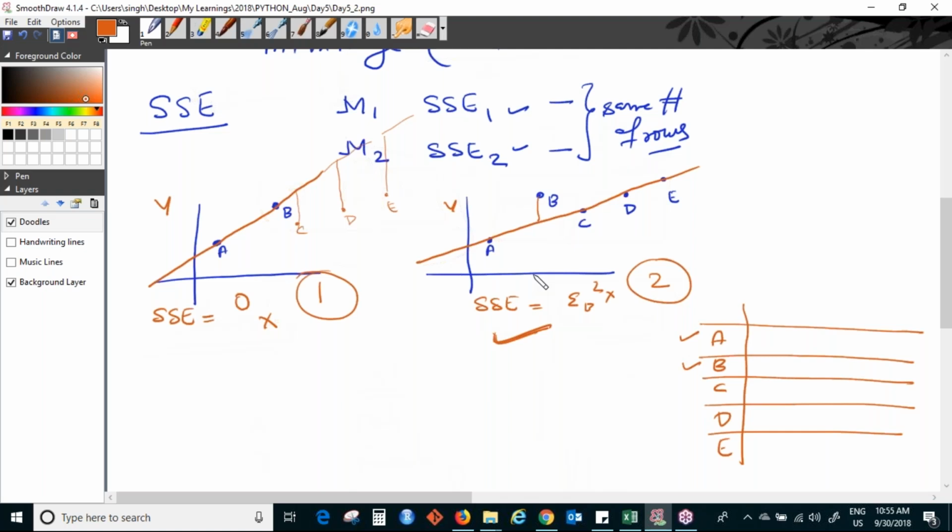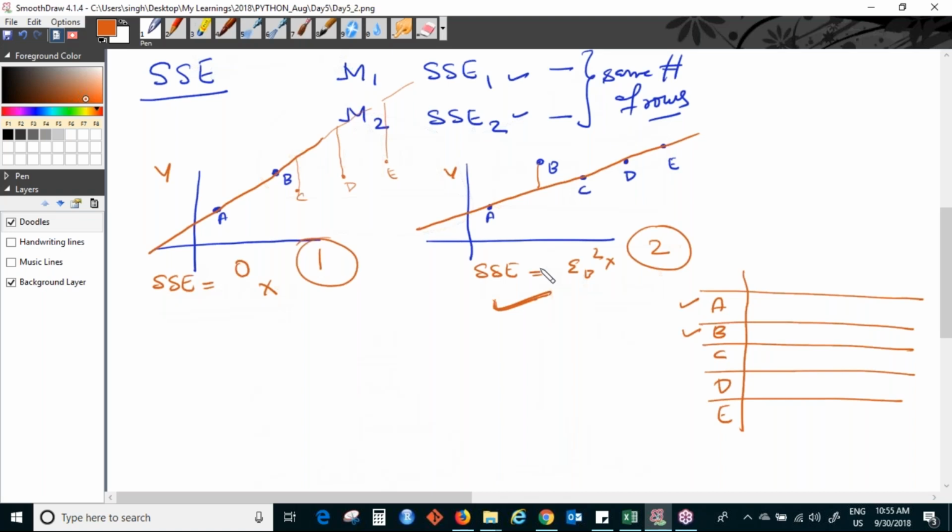So the point I'm trying to make is you can only compare the sum of squared error if you are predicting for the same points. If two models have the same number of rows and two models are predicting for the same points, only then you can compare them, otherwise you cannot. Okay, do you get this, guys? So this is the point I'm trying to make.